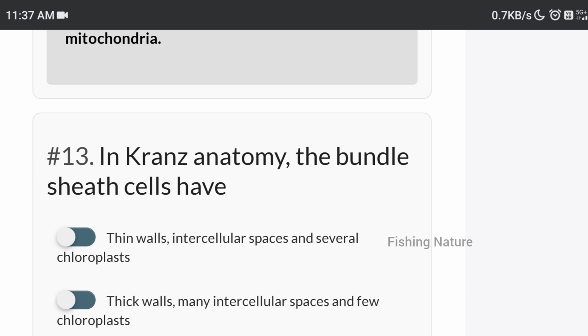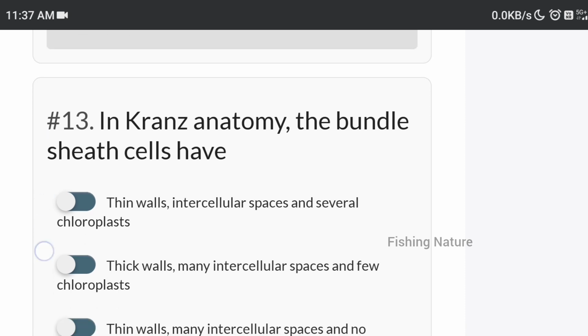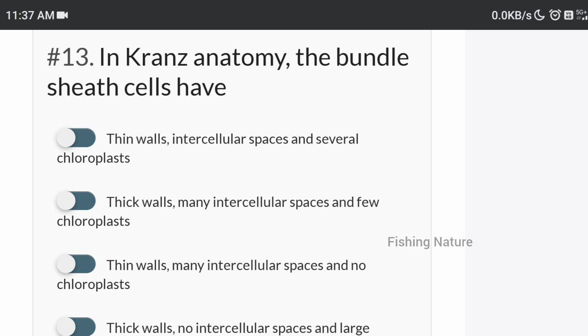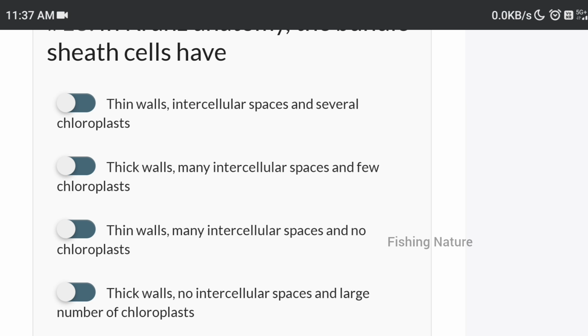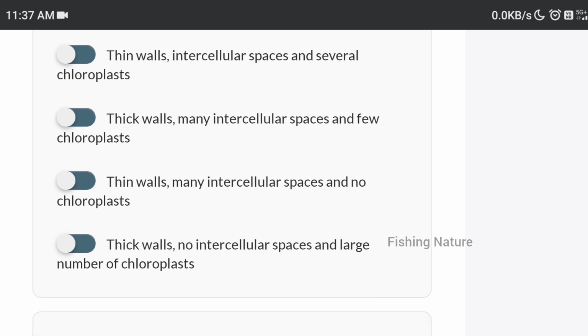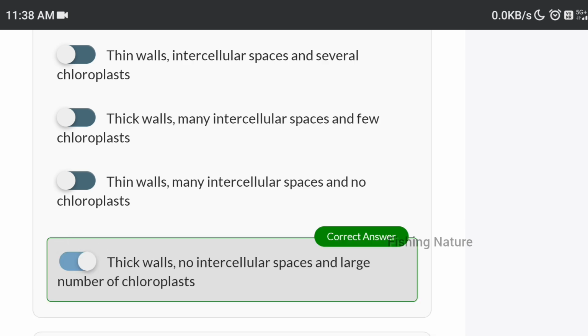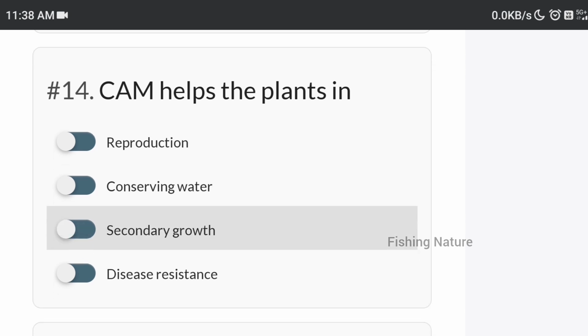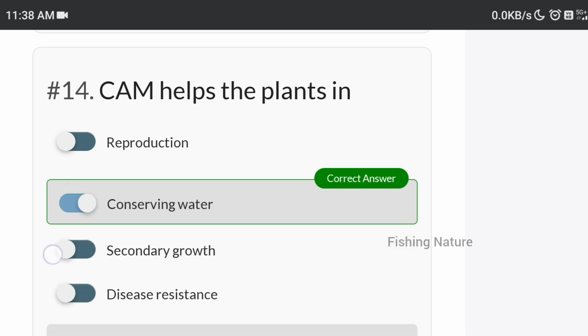Next, in Kranz anatomy, the bundle sheath cells have thin walls, intercellular spaces and several chloroplasts, or thick walls, many intercellular spaces and few chloroplasts, or thin walls, many intercellular spaces and no chloroplasts. No, all of these are not right. But thick walls, no intercellular spaces, and a large number of chloroplasts occur. Next, CAM helps plants in reproduction, or conserving water, or secondary growth, or disease resistance. It is conserving water.